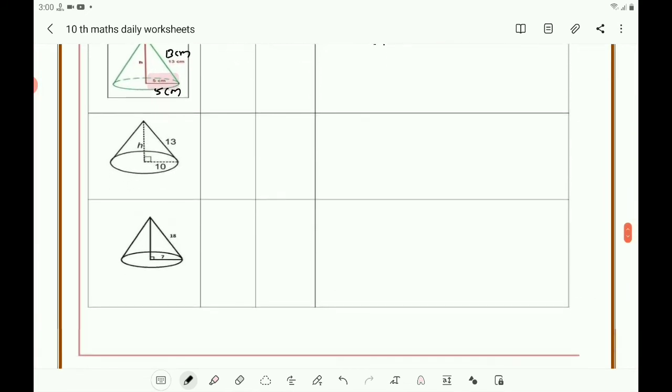Next, here the radius is 10 cm and slant height is 13 cm. Write here radius 10 cm, slant height 13 cm. Write the formula for the LSA, that is nothing but the CSA, and get the LSA of the cone. And next one, here radius is 7 cm and slant height is 18 cm. Write radius 7 cm and slant height 18 cm. Write the formula for the LSA and calculate LSA of the cone.